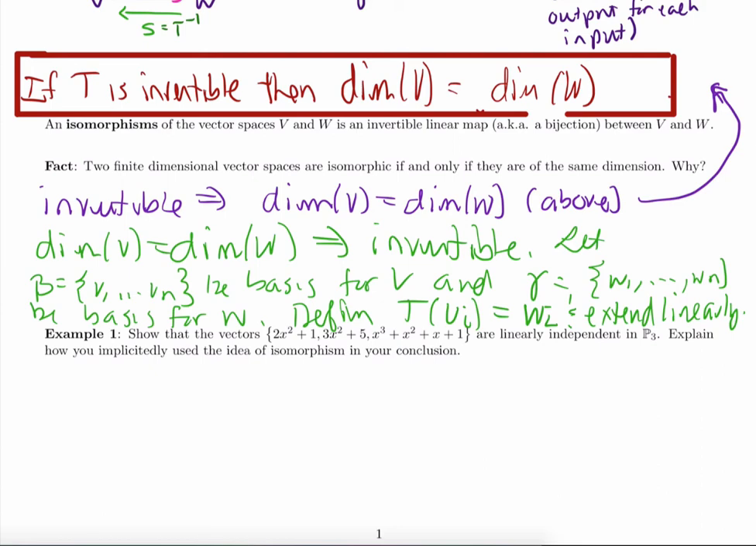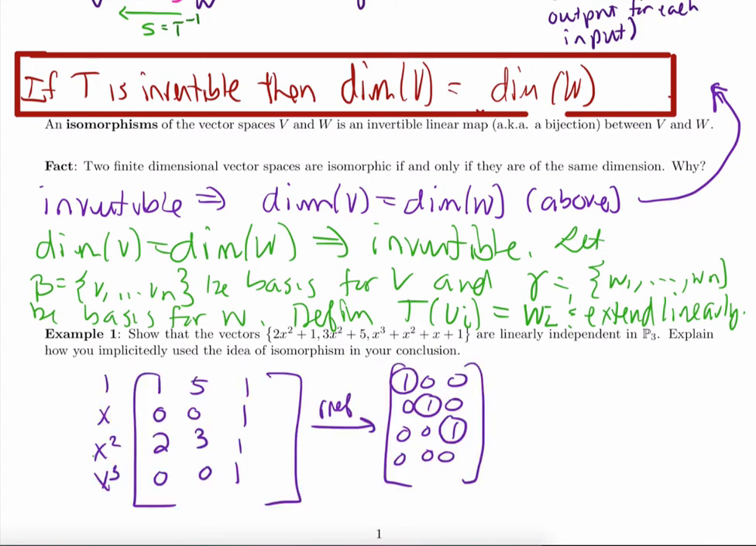So if you have two finite dimensional vector spaces, then we're going to know that they're isomorphic if and only if their dimensions are the same. And we've actually kind of implicitly used this fact already. So example 1 asks us to kind of recognize that. It says, show that the vectors 2x squared plus 1, 3x squared plus 5, x cubed plus x squared plus x plus 1 are linearly independent, and explain how you implicitly use the idea of isomorphism in your conclusion.